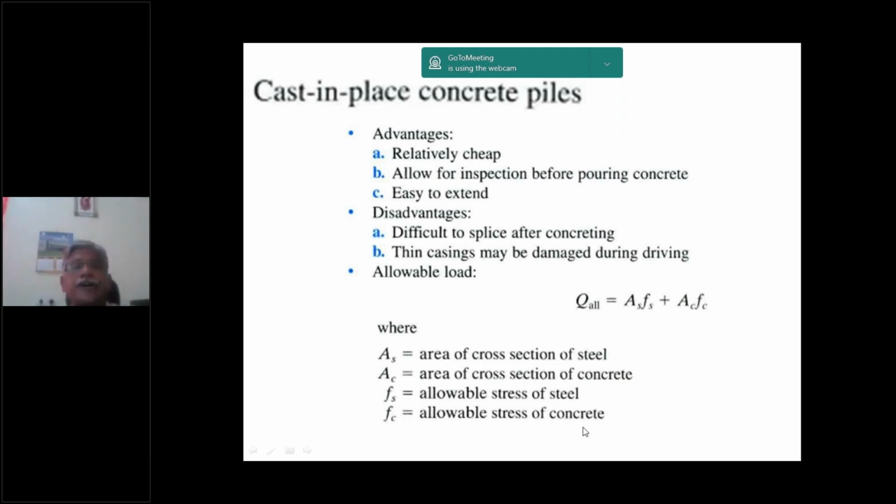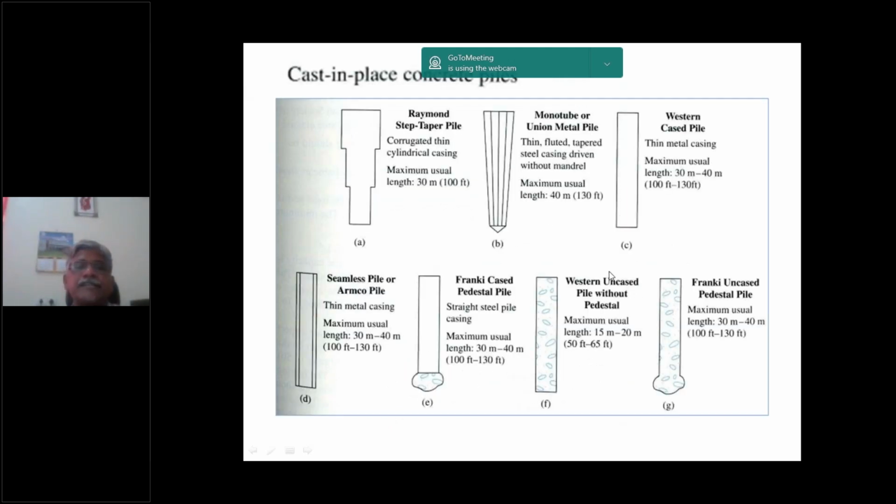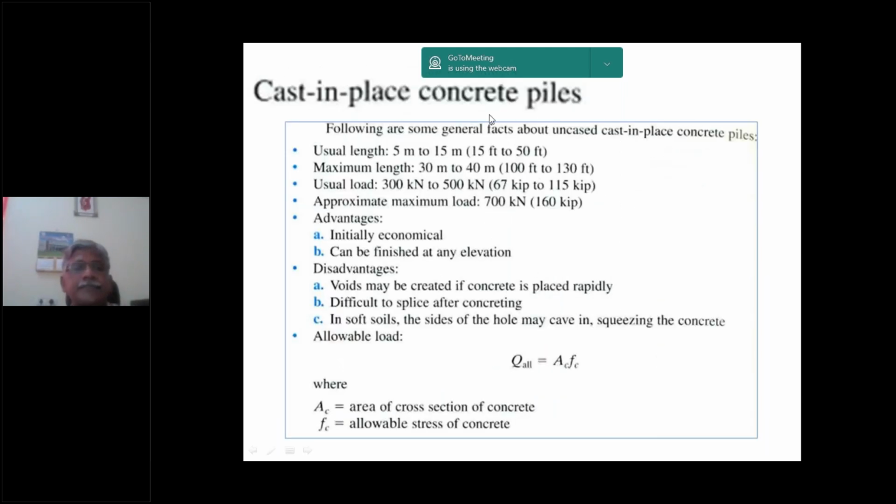And the cast in place concrete piles, the variety of piles here based on the method of construction and their procedure, these are the various types of piles that are available here. And in case of cast in place piles, the advantages are that they are initially economical, and can be finished at any elevation. This is the advantage of going for cast in place concrete piles. The usual length of cast in place concrete piles is 5 meter to 15 meter, and the load carrying capacity of these piles will be 30 tons to 50 tons.